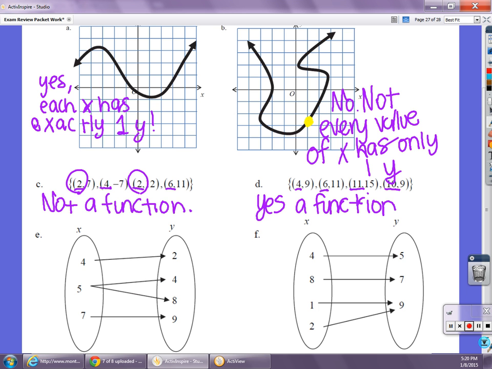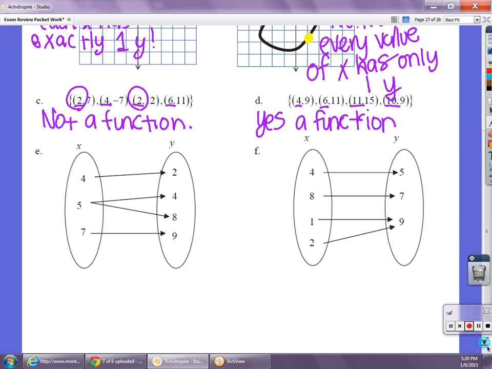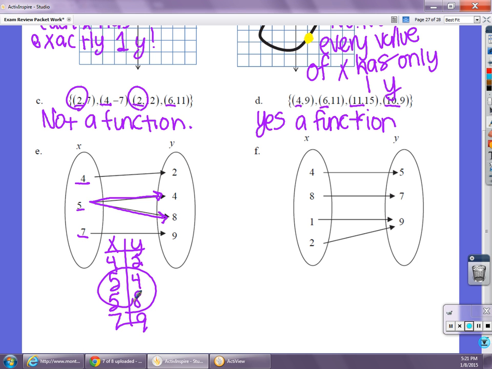Scrolling down to part E. Here are x values. So we have x values of 4, 5, and 7. If you look at 5, those arrows are going to 2 different places. If I made this a table, what we would see is that I have 4, 2, 5, 4, 5, 8, and 7, 9. And because those 5s repeat, we would say that this is not a function.